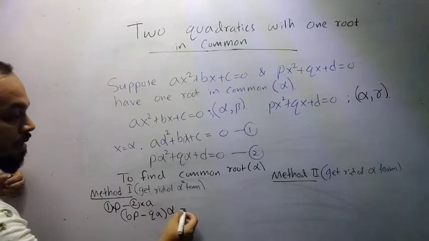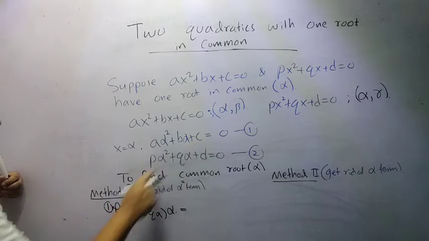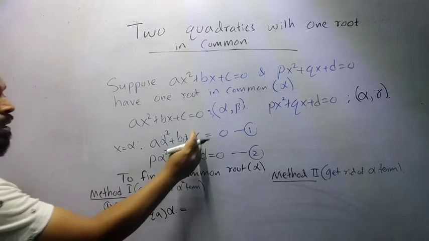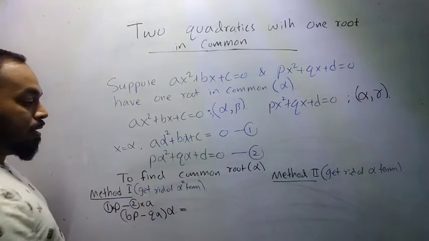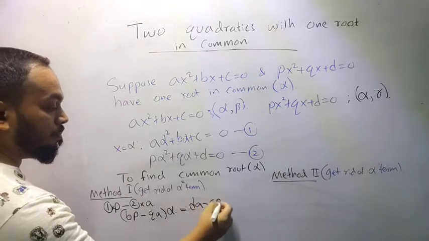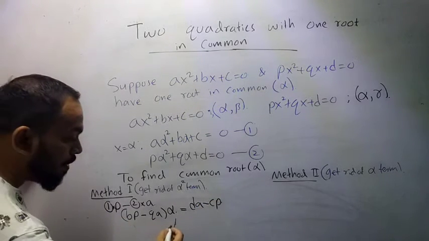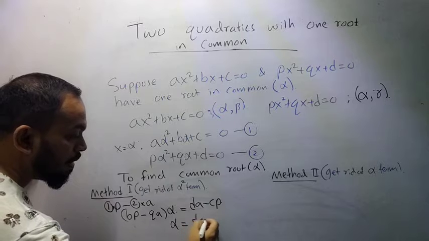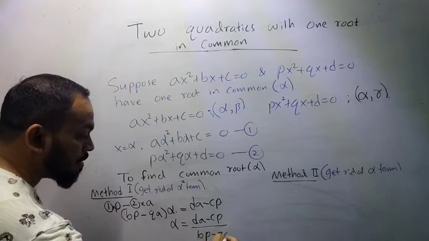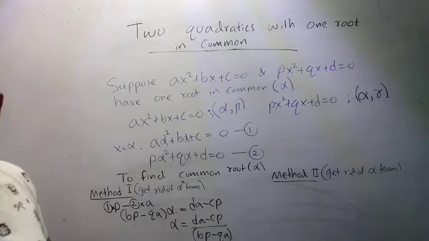That is equal to, try this by yourself, pc minus da, but this part should be on the other side, so I'm going to write da minus cp. I wrote this directly. So in this case, alpha equals da minus cp divided by bp minus qa.